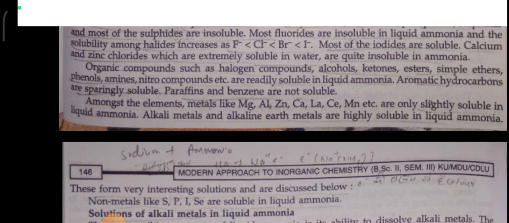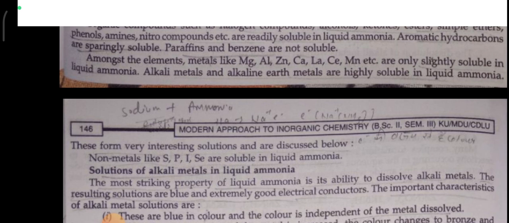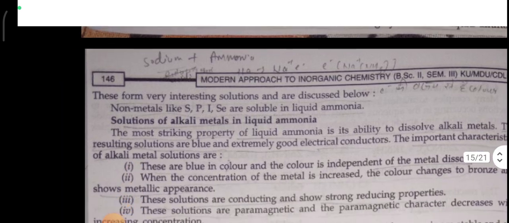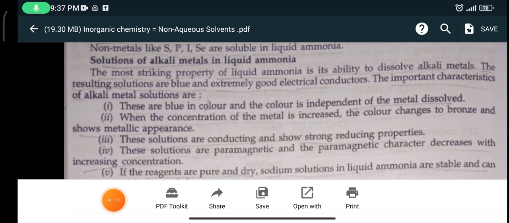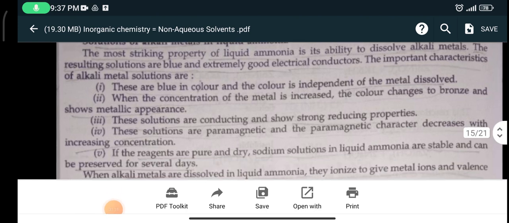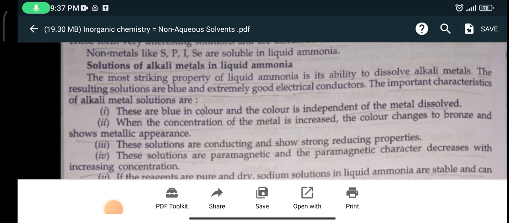Amongst the elements, metals like Mg, Al, Zn, Ca, La, Ce, Mn are only slightly soluble in liquid ammonia. Alkali metals and alkaline earth metals are highly soluble in liquid ammonia. Therefore, these form very interesting solutions, and non-metals like sulfur, phosphorus, iodine, selenium are soluble in liquid ammonia. The most striking property of liquid ammonia is its ability to dissolve alkali metals.